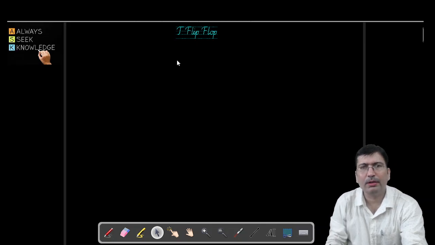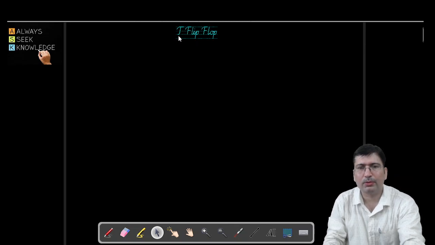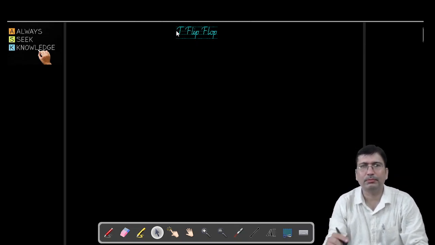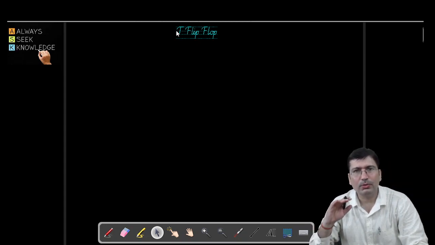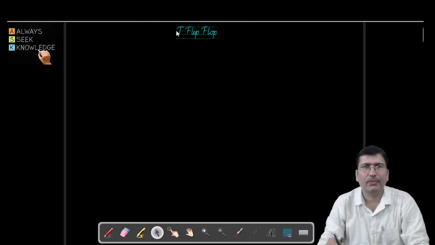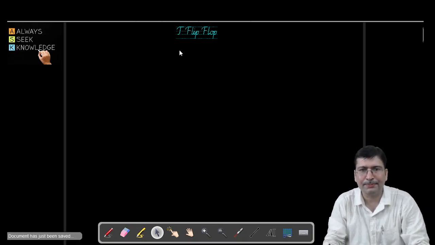So hello everyone. In this lecture we are going to discuss the behavior of T flip-flop. T for toggling, and we have already discussed the toggling condition in case of JK flip-flop. So in JK flip-flop, when we have the value of J and K as 1, then it starts toggling. And in case of toggling, we avoid using the level triggered flip-flop. We use edge triggered flip-flop to avoid the race around condition, right?